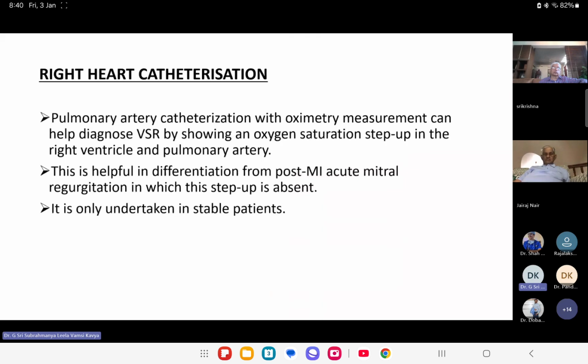Right heart catheterization, pulmonary artery catheterization with oximetry measurement, can help diagnose VSR by showing an oxygen saturation step up in the right ventricle and pulmonary artery. This is helpful in differentiation from post-MI acute mitral regurgitation, in which the step up is absent. It is only undertaken in stable patients.